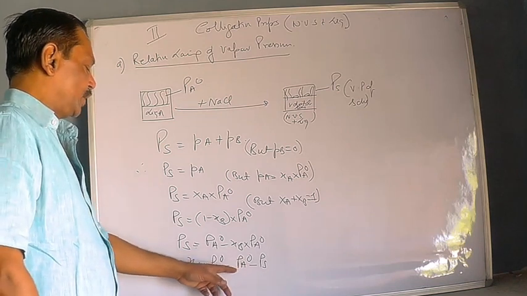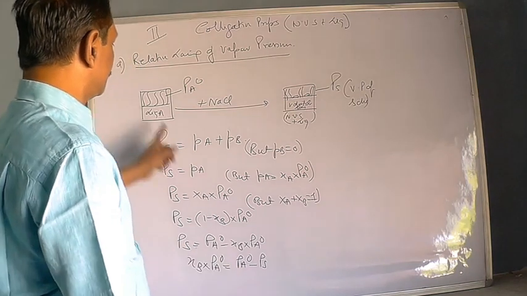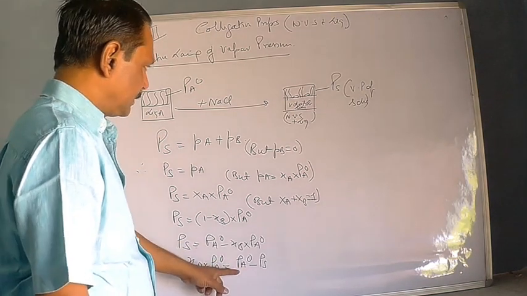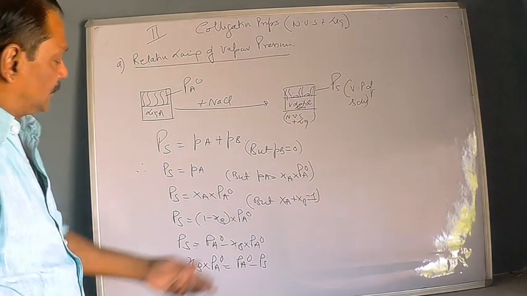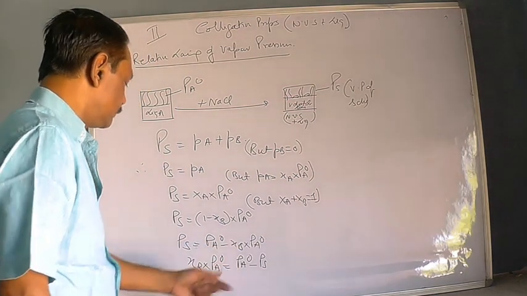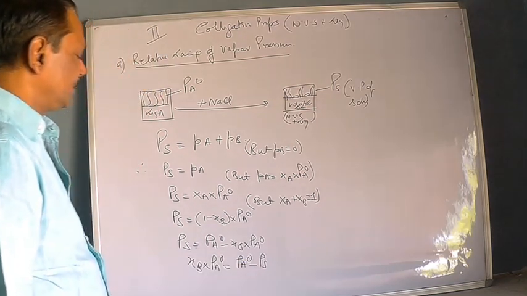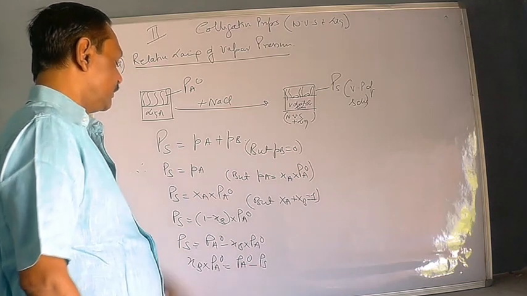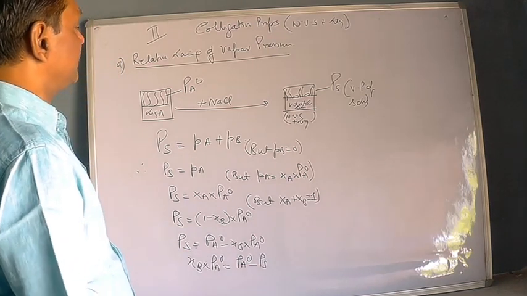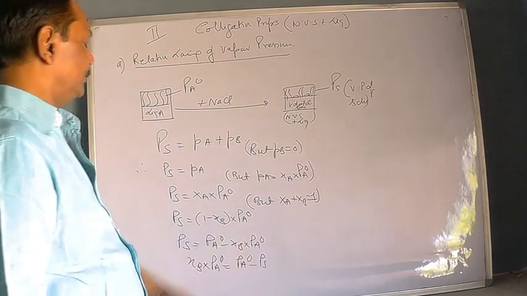This expression is PA0 minus PS. What is PA0? PA0 is the vapor pressure of pure liquid A, and what is PS? The vapor pressure of solution. With the help of this expression, we come to know that PA0 is greater than PS. What does it mean? It means the vapor pressure of solution is less than the vapor pressure of pure liquid A. And theoretically we are proving it. Now it is mathematically proved.